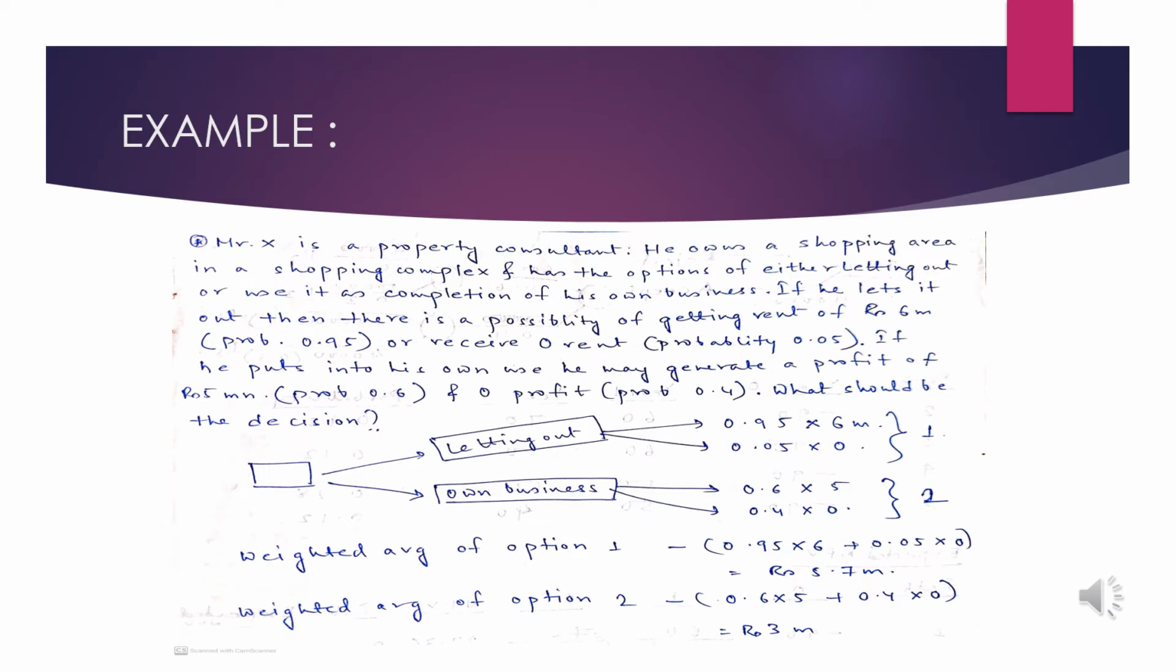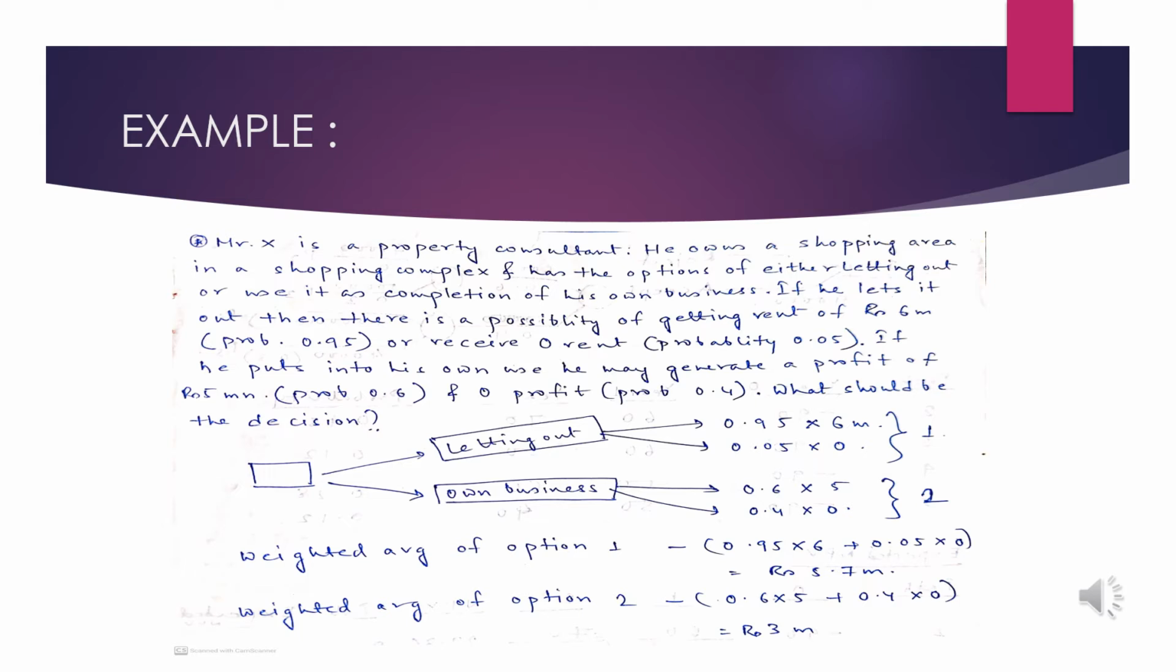If he lets it out, there is a possibility of getting a rent of 6 million, which has a probability of 0.95, or receiving zero rent, which has the probability of the rest, which is 0.05. If he puts it to his own use, he may generate a profit of rupees 5 million with a probability of 0.6, or have zero profit with a probability of 0.4. So the decision is his to be taken.